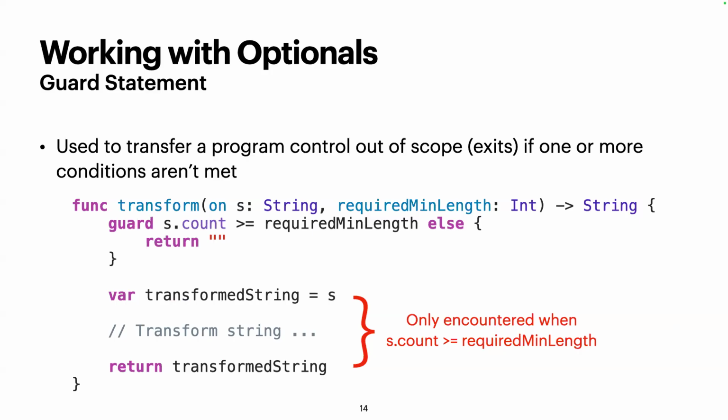I want to do this action if the string has a minimum length of required min length. So here in this guard statement, it's sort of like an if else, okay? But you think of it like a door. So it says guard this condition, s.count, which is the length of the string, greater than or equal to required min length? If it is true, we continue onwards. If it's false, we catch it in this else block right here, and we have to return something out. In this case, this function returns a string, so we return an empty string.